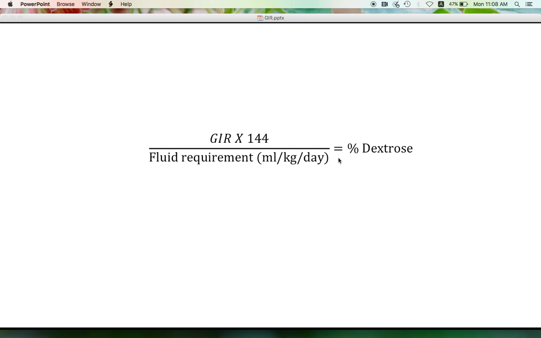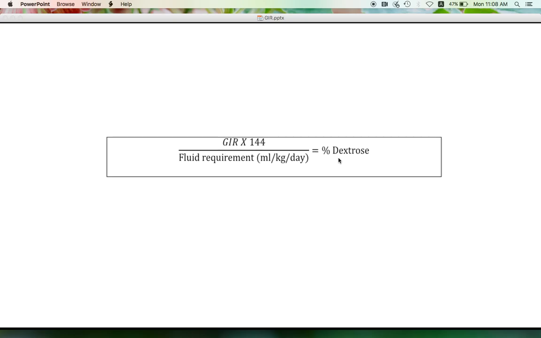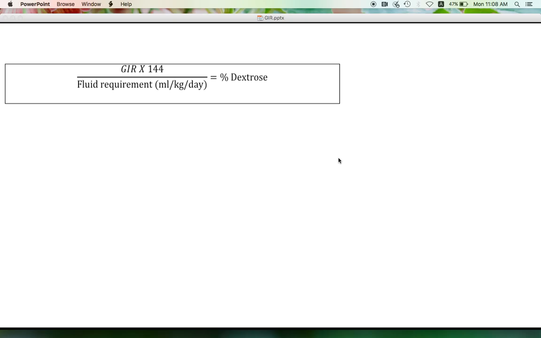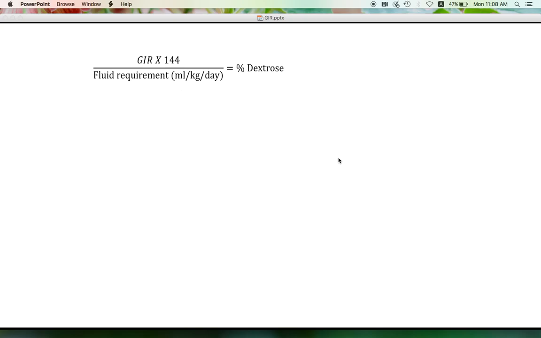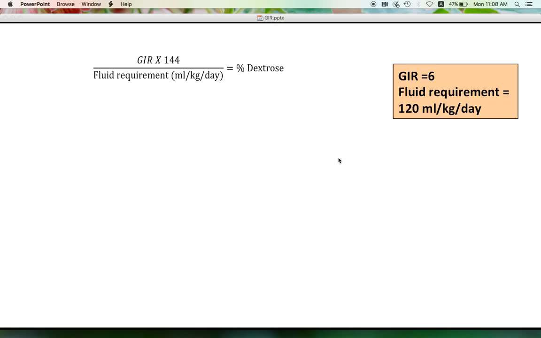Let us learn this with an example. If you take a GIR of 6 in a neonate with a total fluid requirement of 120 ml per kg per day, this will come out to be 6 times 144 divided by 120. This will give you 7.2%. So far so good. We are done with the first step of GIR already.